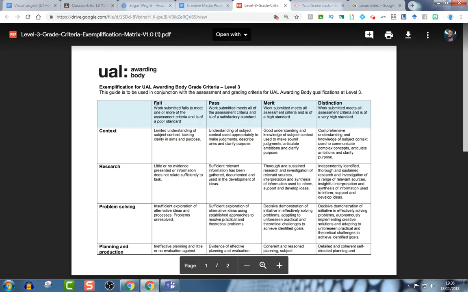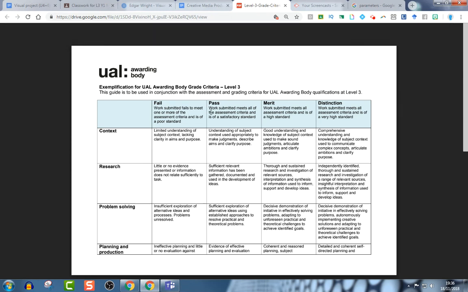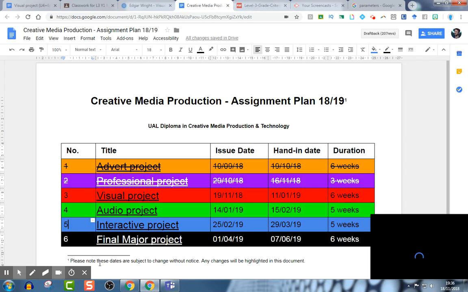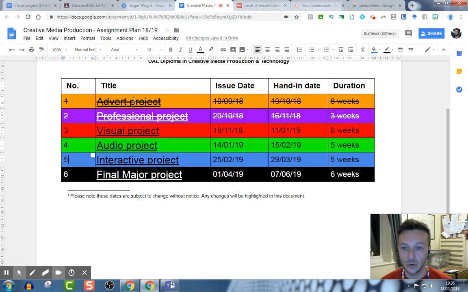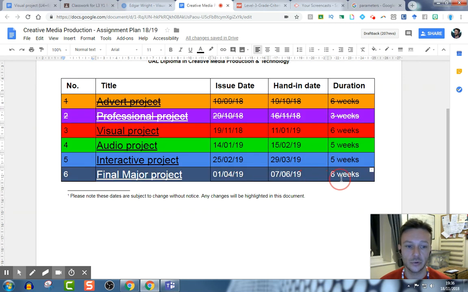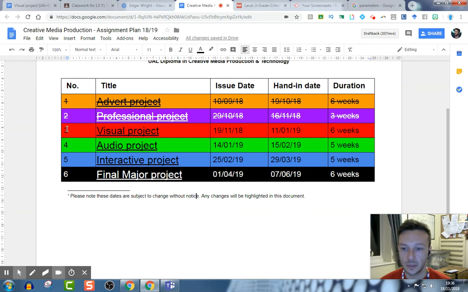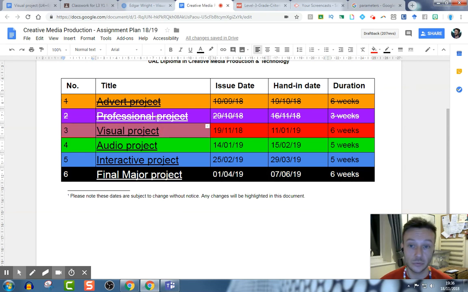All right. So let's look at this one last time. This here is the UAL Grading Matrix. So what I'm looking for is a pass level for this unit. Pass, merit and distinction will be the final project, which is the FMP. All the others are assessed at pass or fail. The only one that's pass, merit and distinction is the final major project. Visual projects, where we are, pass or fail.